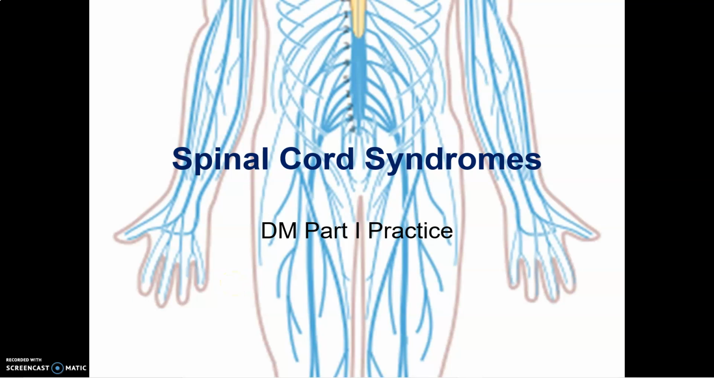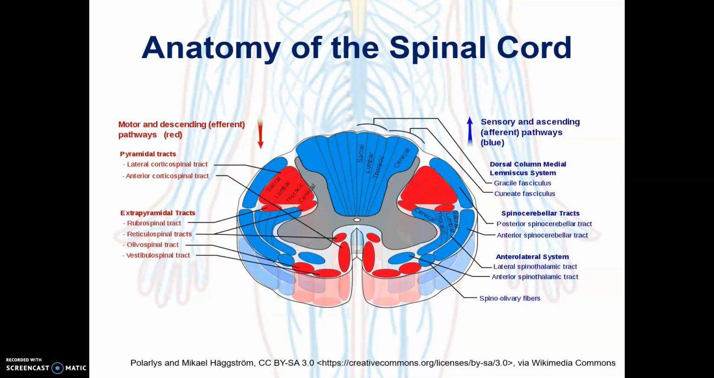Okay, so today we're going to look at some spinal cord syndromes and try to relate the clinical presentation of these syndromes with the anatomy of the spinal cord. Let's just start with a quick overview of the anatomy of the spinal cord. This cross-section of the cord shows the different spinal tracts. On the left in red are the descending tracts, and on the right in blue are the ascending tracts.